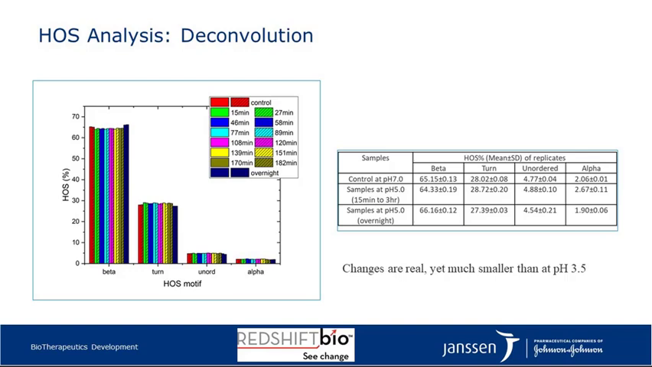And again, when we come back to the numbers, we do see significance. The changes are real, but these differences are very much smaller than what we're seeing at pH 3.5. As I mentioned, the pH that this MAB prefers is pH 6, and so with less perturbation, that is only going to pH 5, we don't expect as large of changes.